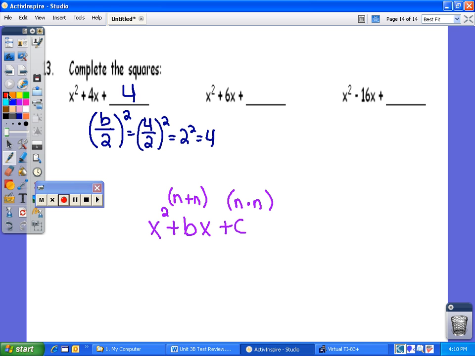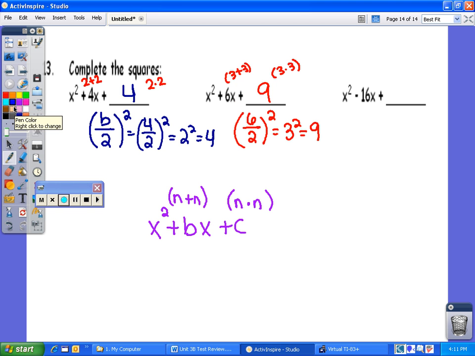So this answer is going to be 4. If you wanted to test it, you could see, okay, well 2 times 2 is the same as 2 plus 2. Okay, that works. So now let's try the next one. 6 divided by 2 squared is 3 squared, which is 9. So 9 goes here. Let's see if that works. Well, I know 3 times 3 is 9, and 3 plus 3 is 6. That works. It's going to be the same exact number.